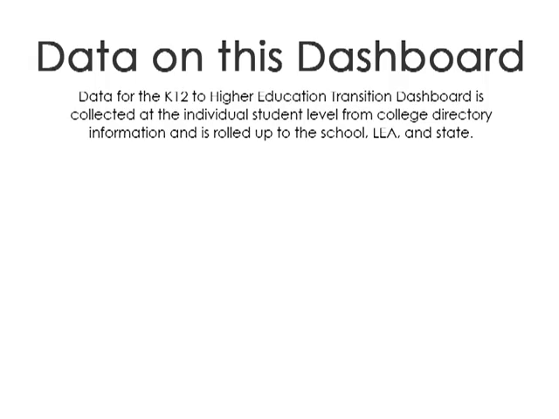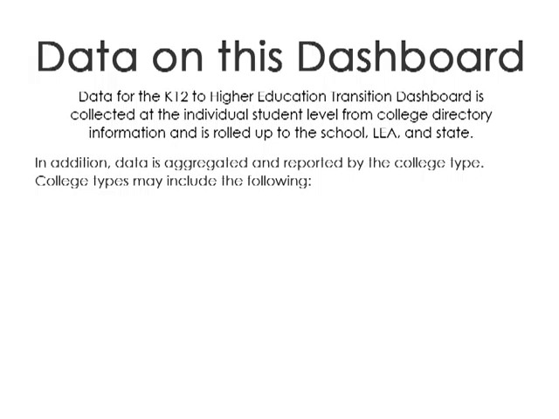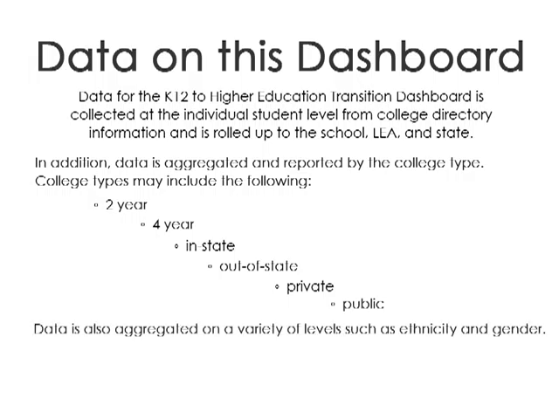Data is collected at the individual student level from college directory information and is rolled up to the school, LEA, and state. Data is also aggregated and reported by the college type being either a 2-year or 4-year school, whether the student attended an in-state or out-of-state school, whether the school the student attended was either private or public, and data is aggregated to a variety of level aggregations such as ethnicity and gender.